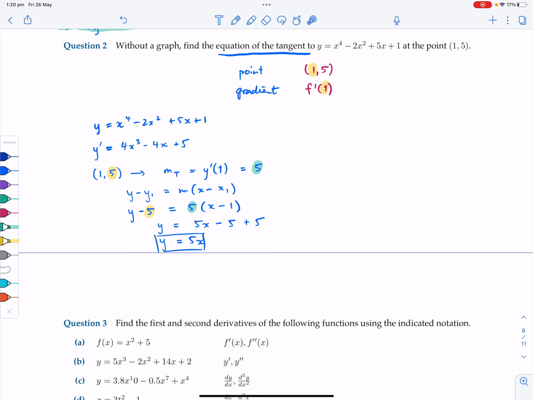Okay, so I don't have a graph. I don't know what this looks like, but I do know what the equation of the tangent is at that point on the graph. This is what differentiation does for you. Very cool. Right.